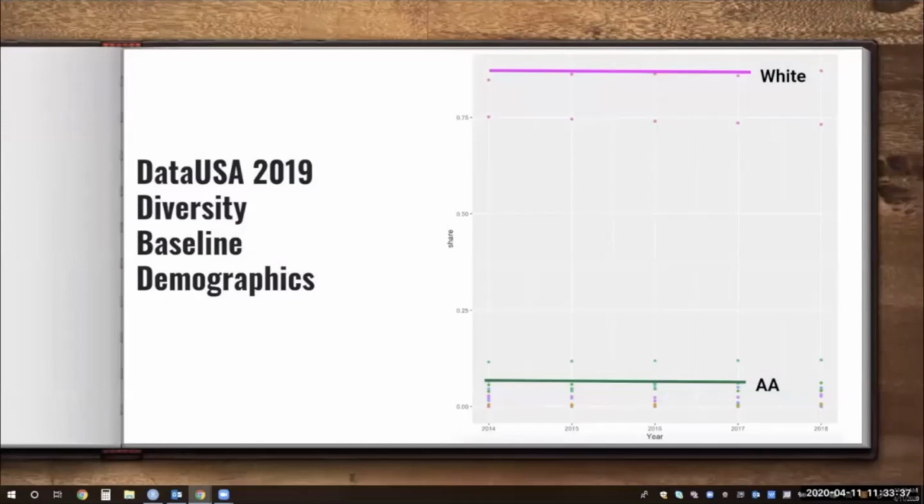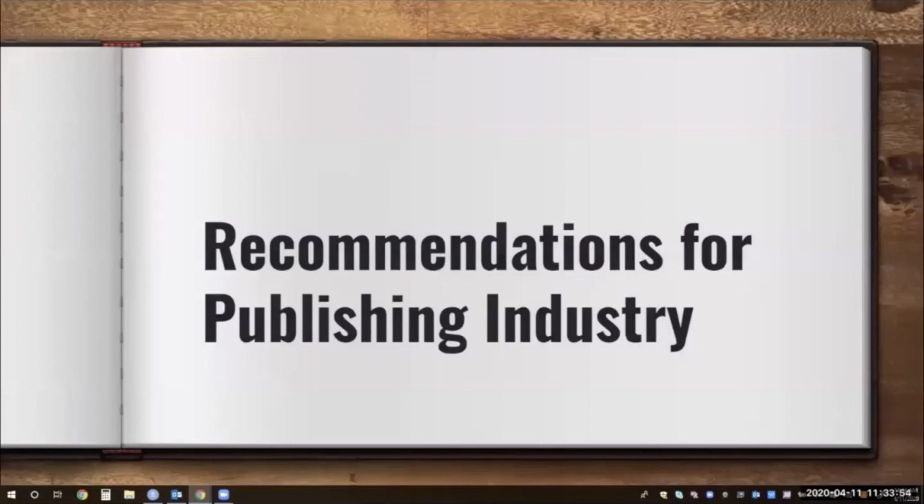This visual is a graphic representation of the disparity between the share of the publishing market for white authors in comparison to all other ethnic groups, and this trend has sustained for the past 5 years according to the data. So where do we go from here?